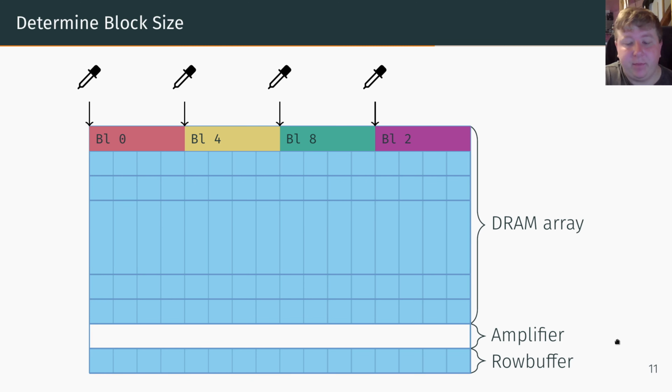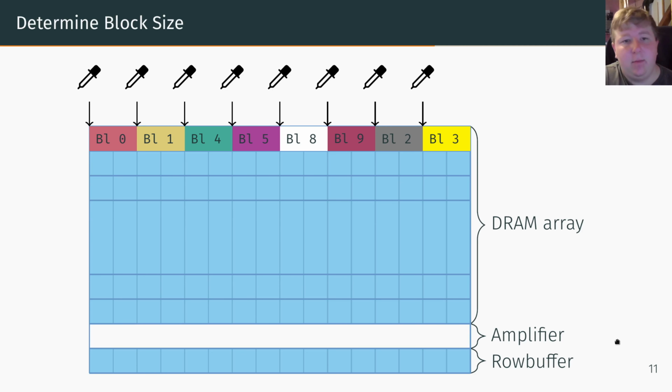We repeat this again, split them up into 1 kilobyte blocks, and now we see that block 0 is followed by block 1, block 4 by block 5, block 8 by block 9, and block 2 by block 3. So we know that always 2 of these blocks are following each other. If this is the case for all blocks, then we can merge block 0 and block 1, block 4 and block 5, block 8 and block 9, and block 2 and block 3, and thereby we know that the block size in this example would be 2 kilobyte.